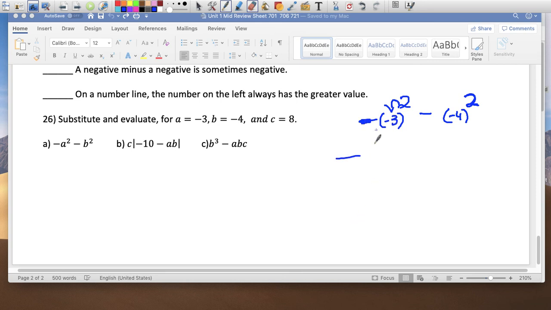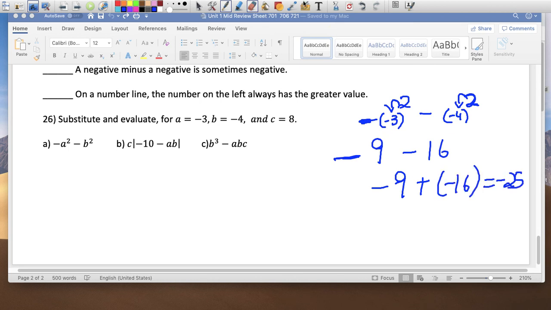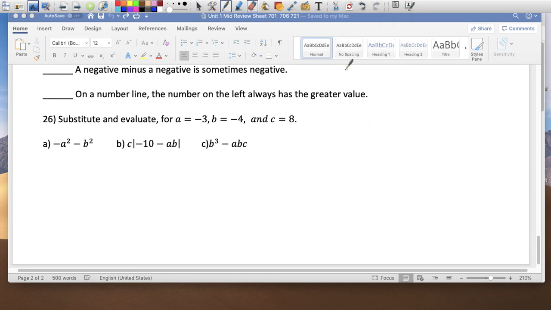Let's do negative 3 to the second power, which is 9. And then finally minus, and again, negative 4 is inside the parentheses, so that whole thing is to the second power. Negative 4 times negative 4 is 16. Negative 9 plus, change to addition, plus negative 16, and that gives you negative 25. So the main thing is being careful what you're raising to the exponent.